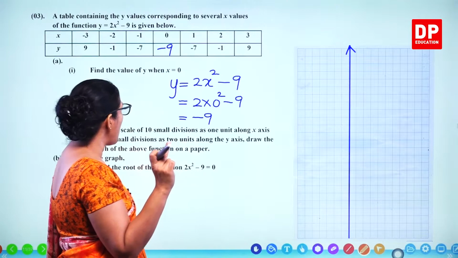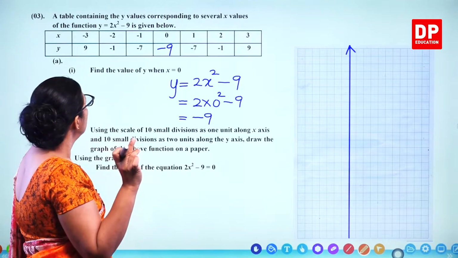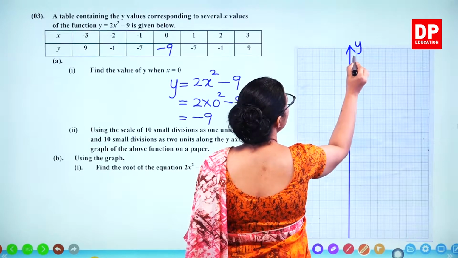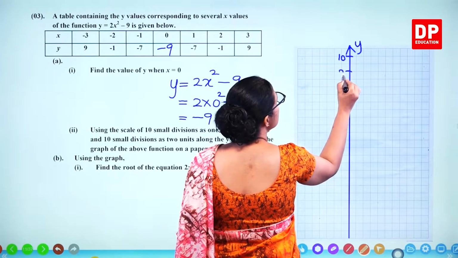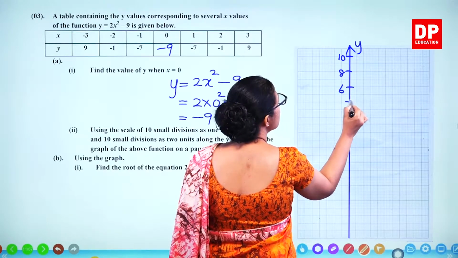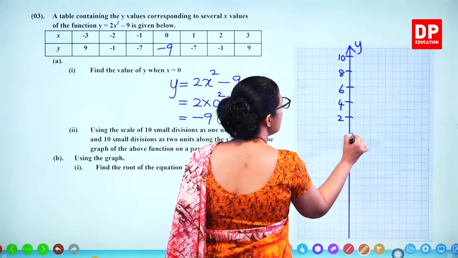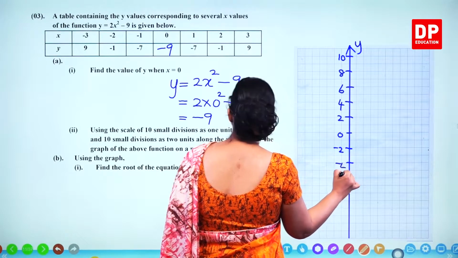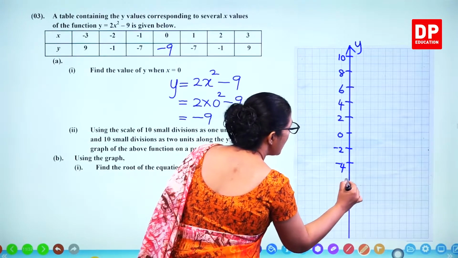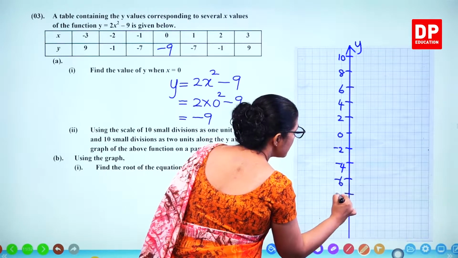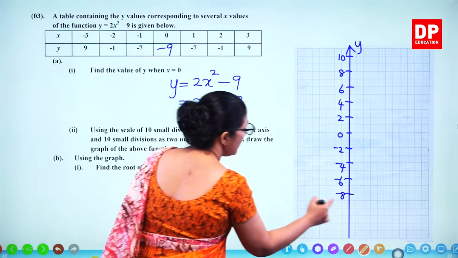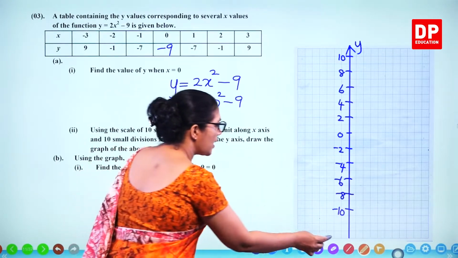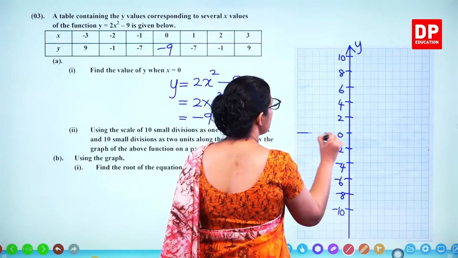And 10 squares means 2 units. So we can start with 10, 8, 6, 4, 2, 0, minus 2, minus 4, minus 6, minus 8, and we need one more, minus 10 also, up to minus 9. Now we can draw the x-axis.